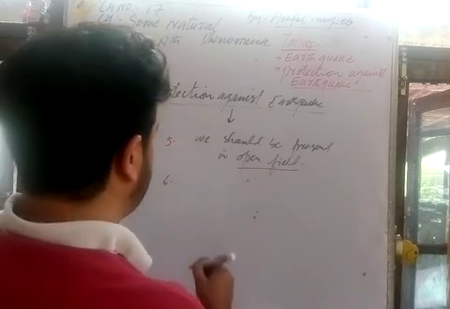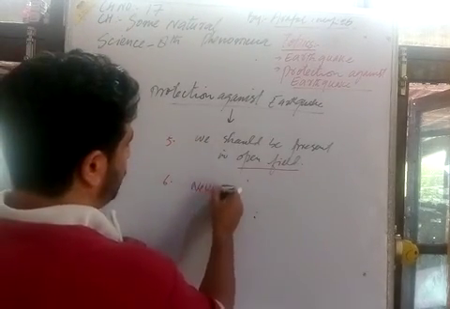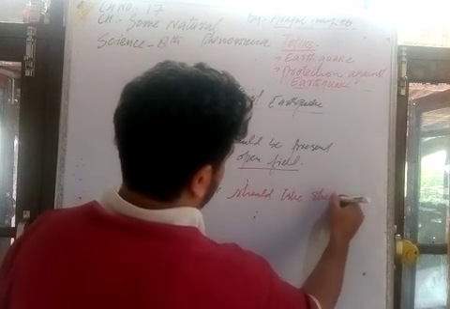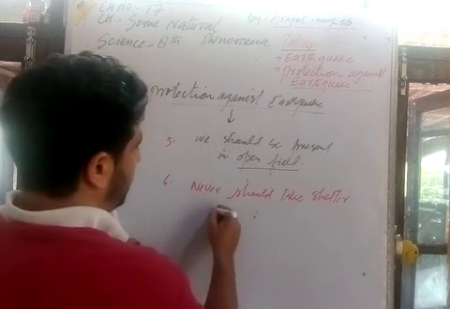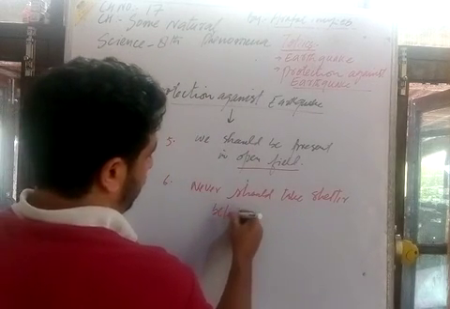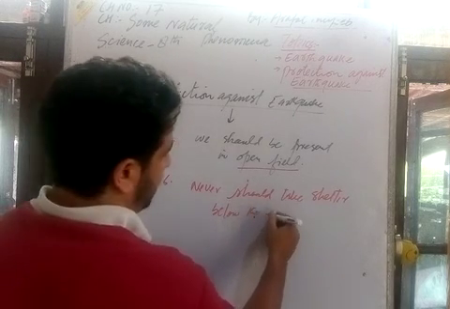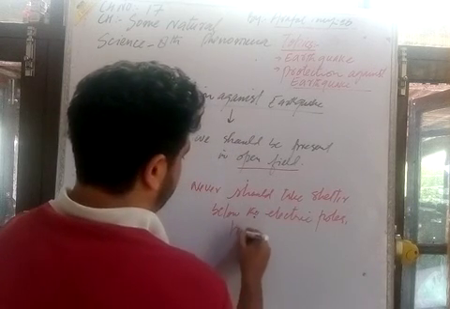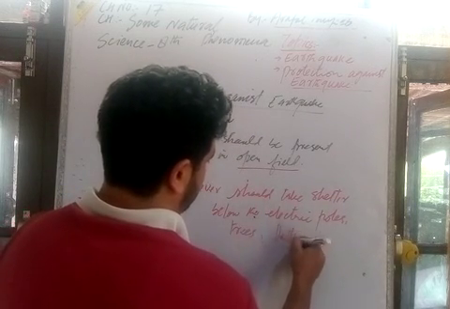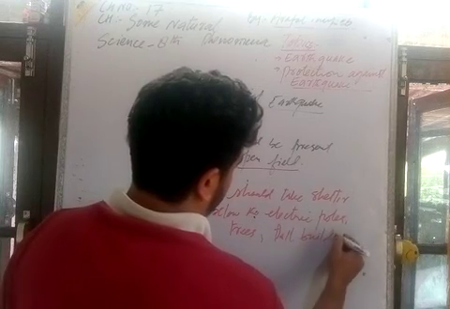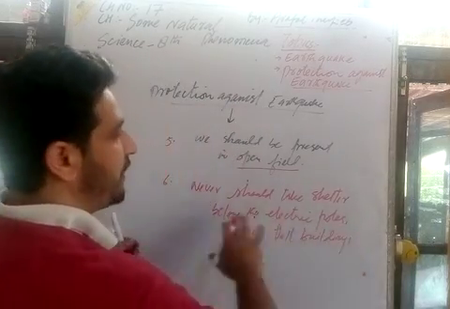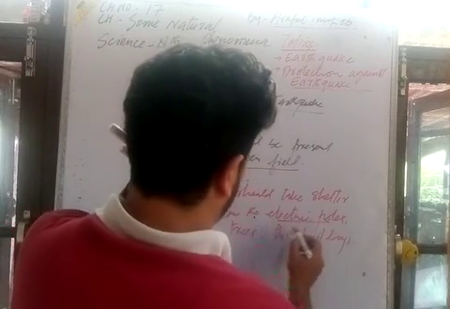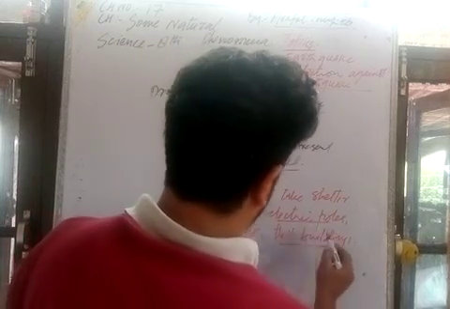Number two: never take shelter below electric poles, trees, or tall buildings. So you should ensure that you are away from these electric poles, trees, tall buildings.